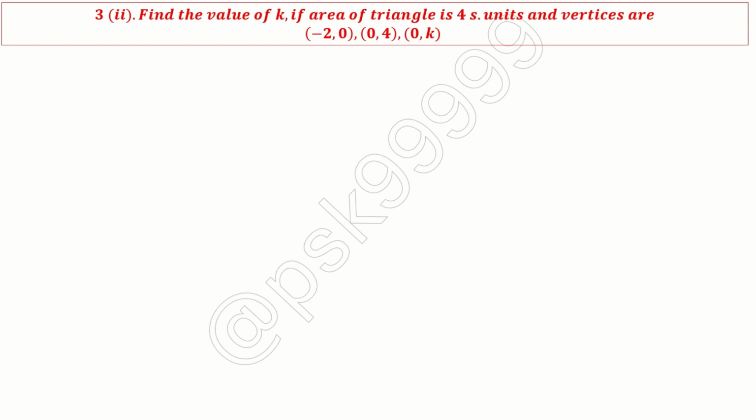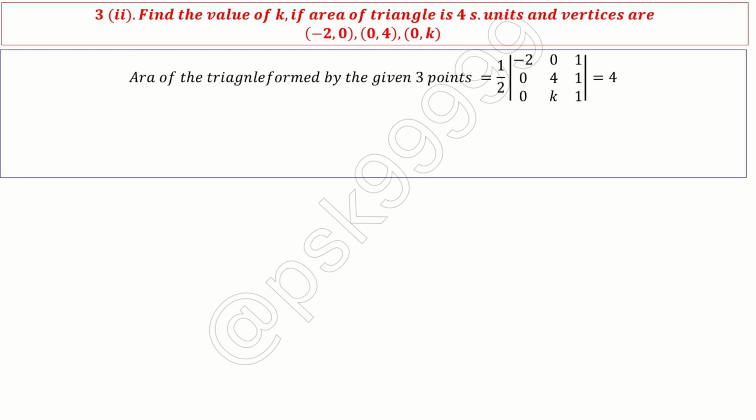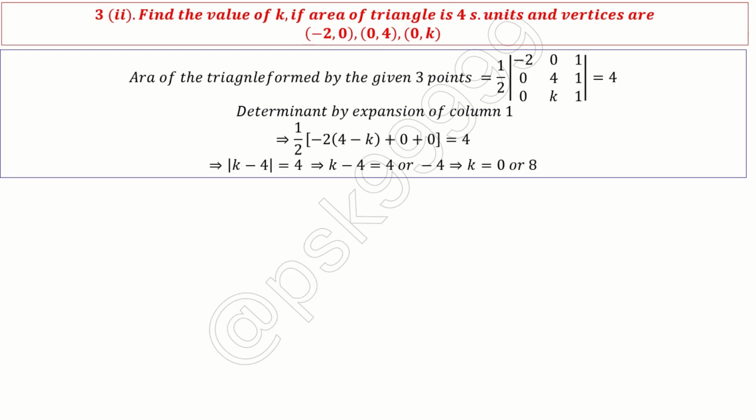Yeah, this is also exactly the same. Find k if the area of the triangle is 4 and the coordinates are given as (-2, 0), (0, 4) and (0, k). Same thing you will apply. Half of the determinant with rows (-2, 0, 1), (0, 4, 1) and (0, k, 1), which is equal to 4. So expand by the column, because the column has more zeros. Here also you get two values, k equal to 0 or 8. Okay, same thing.